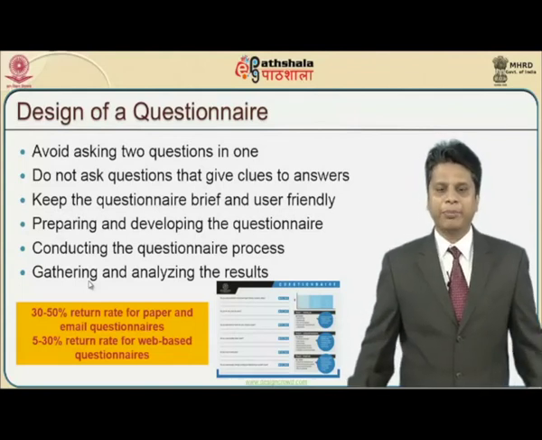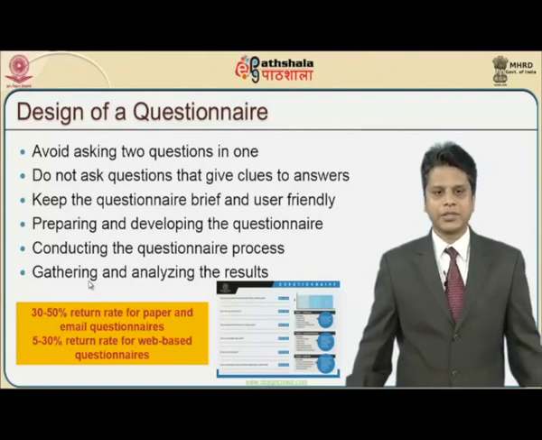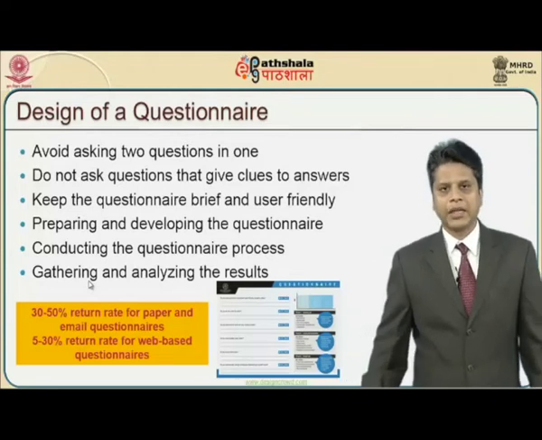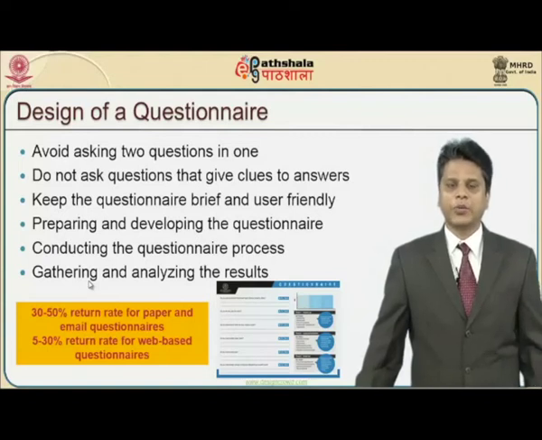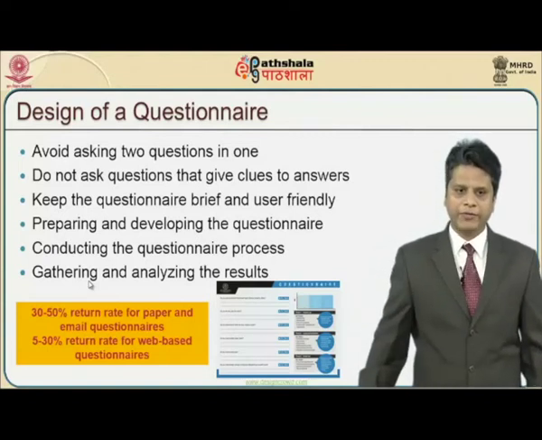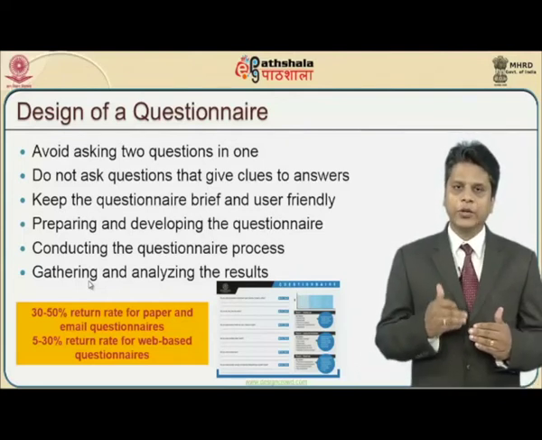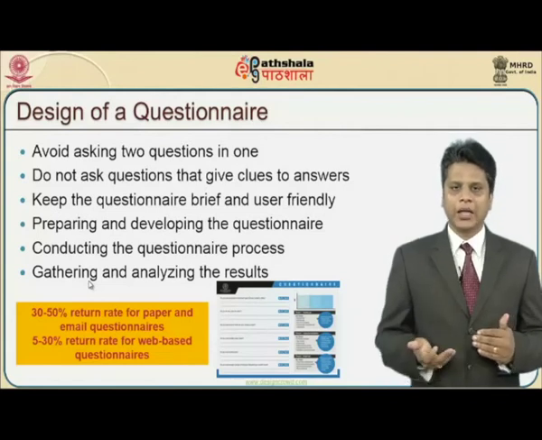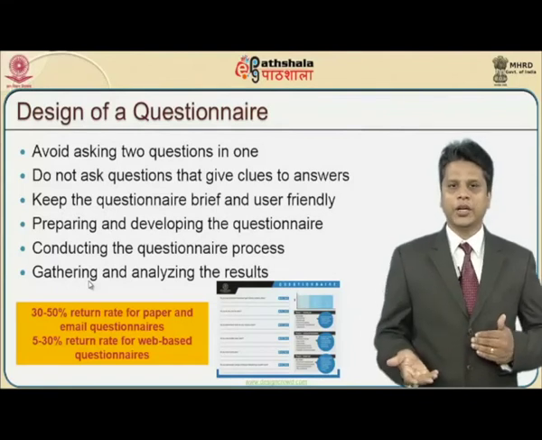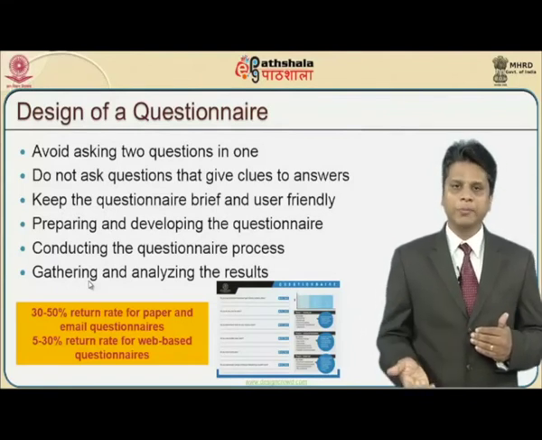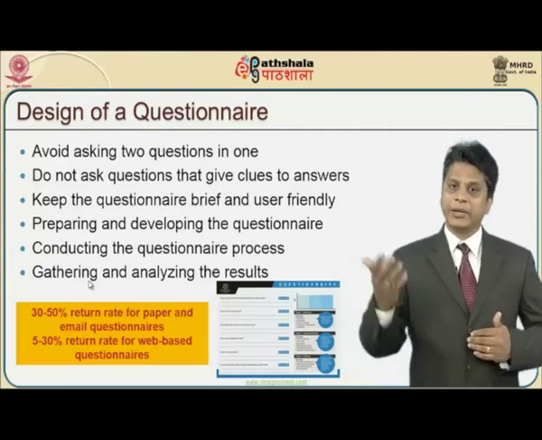So preparing and developing the questionnaire plays a vital role, along with conducting the questionnaire process, and gathering and analyzing the results. A study says there is a 30 to 50% return rate for paper and email questionnaires, and a 5 to 30% return rate for web based questionnaires. Now the scenario is slowly trying to change. Why? Because people are very much into the machine nowadays, so they try to respond more when it is given through email or web based communities.